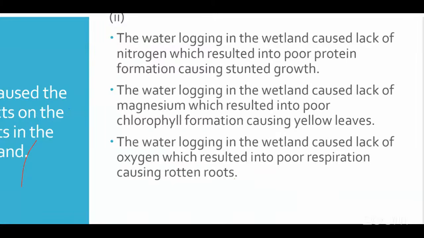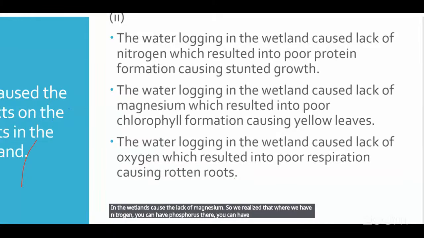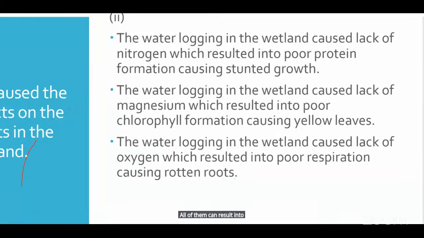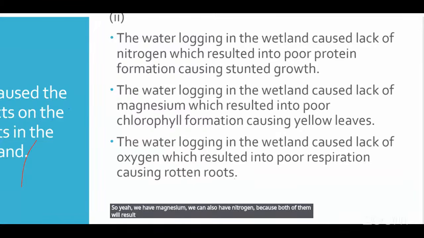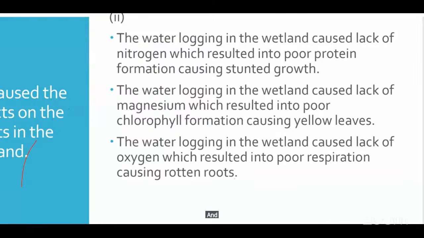Then we have the waterlogging in the wetlands causing lack of magnesium. So you realize that where we have nitrogen, you can have phosphorus there, you can have sulfur. All of them can result in poor protein formation, and that will cause the stunted growth. Where we have magnesium, we can also have nitrogen, because both of them will result in poor chlorophyll formation, and that causes yellow leaves. And where we have lack of oxygen, then we shall have poor respiration, and that will cause rotten root.